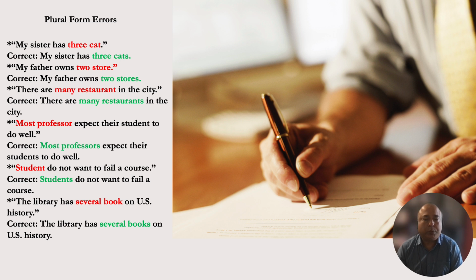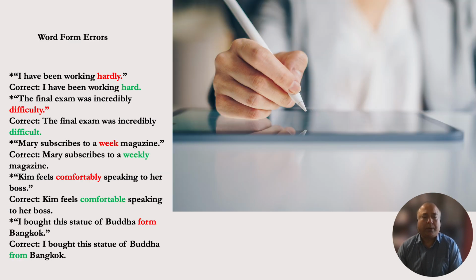"My father owns 2 stores." The suffix at the end, 2 stores. All right. Word form errors. So the difference between hard and hardly can change the meaning, right, that the writer wants to express. "I've been working hardly." The correct sentence is "I have been working hard." So consider the other examples. Study word form errors. And when you write a paragraph, a few paragraphs, or an essay, be mindful of word form errors.